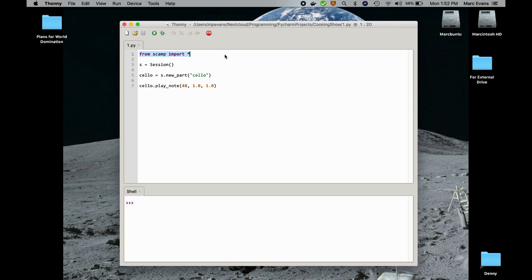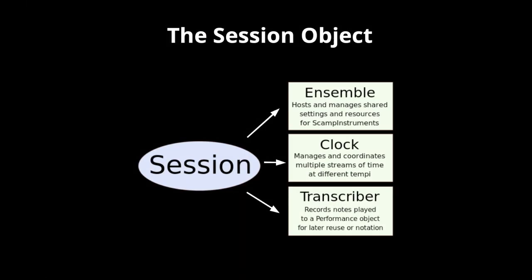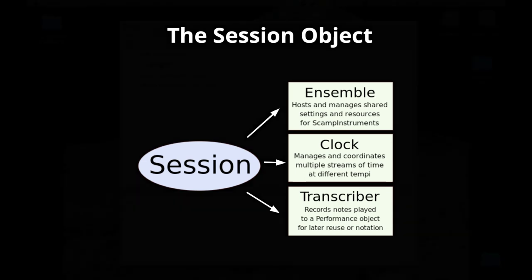So let's get started. We start by importing everything from SCAMP, from scamp import star, and then we create a session object called s. Now a session object is kind of like a session in a digital audio workstation. In a DAW, a session gives you different tracks, allows you to manage the flow of time, and lets you record stuff. And same thing here. This session is an ensemble, so it has different instruments. It's a clock, so it allows you to manage the flow of time, and it's a transcriber, meaning that it allows you to note down everything that all of the instruments play and ultimately convert that to a musical score.